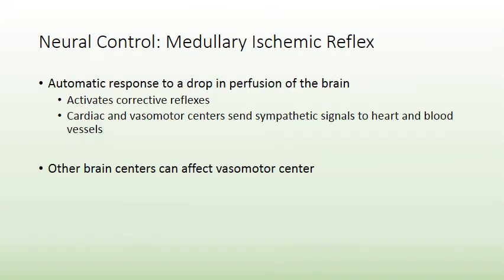And so the next part of neural control is important for making sure that the brain is adequately perfused. The brain constantly needs oxygen and glucose. It cannot function without those things. So anytime we have a drop in perfusion to the brain, we have a medullary ischemic reflex, which is going to increase blood pressure to the brain and make sure that we're maintaining oxygen and glucose supply to that particular region. That also can influence blood pressure.